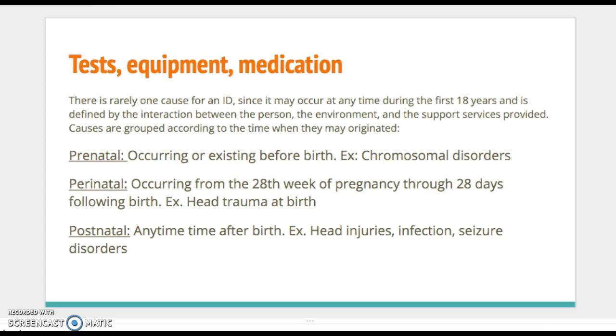And lastly, we have postnatal. So this is any time after birth up to the age of 18 in particular, or even further throughout an individual's life. And the examples given for that include head injuries, infection, degenerative disorders, seizure disorders, malnutrition, and family and environmental causes like child abuse or neglect.